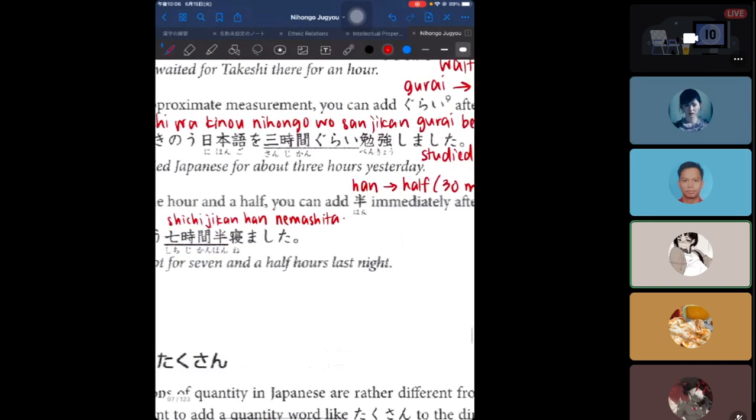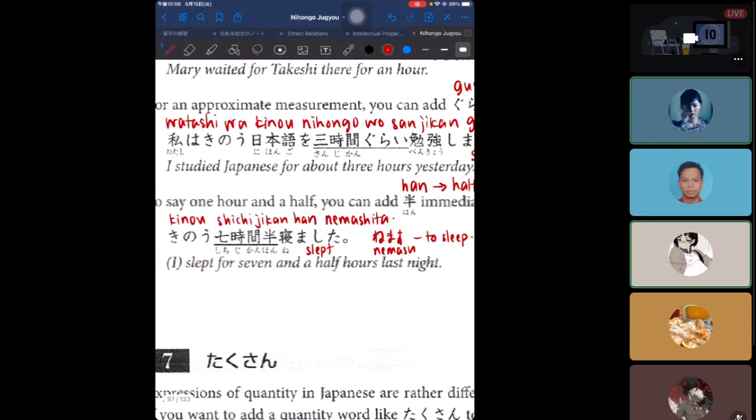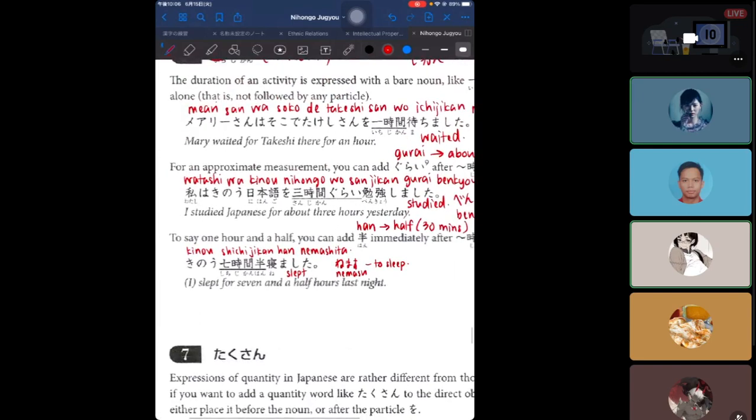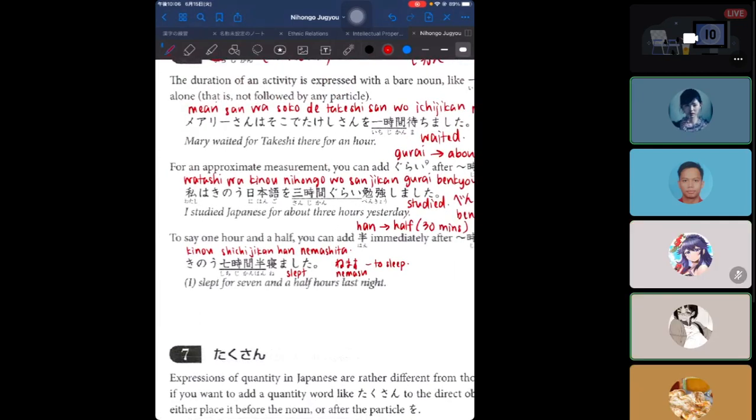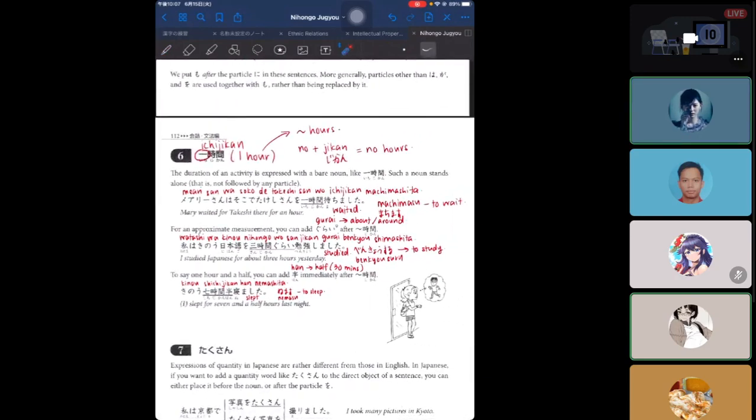And then 寝ました. The word is from 寝ます, which is to sleep. In this case, 寝ました is past tense, so it becomes slept. So 昨日7時間半寝ました. I slept for 7.5 hours last night. In other words, I slept for 7 hours and 30 minutes last night. So if you want to say 30 minutes or half an hour, you just add 半 at the back. So far, any questions? 質問ありますか?